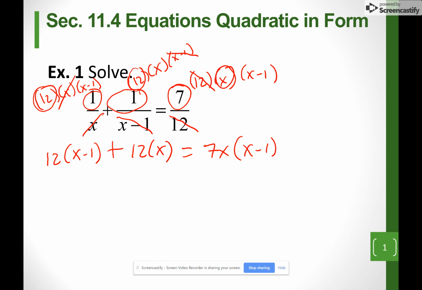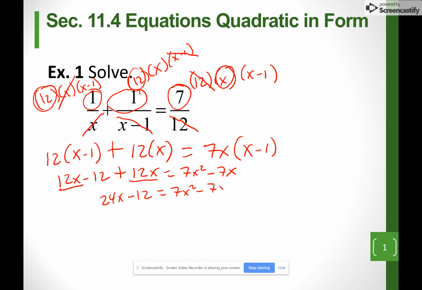All right, let me get rid of parentheses. On the first one, let me distribute the 12. So I'm going to get 12x minus 12 plus 12x equals 7x squared minus 7x. The left side can be simplified. If I combine my like terms, I have 24x minus 12 is equal to 7x squared minus 7x.